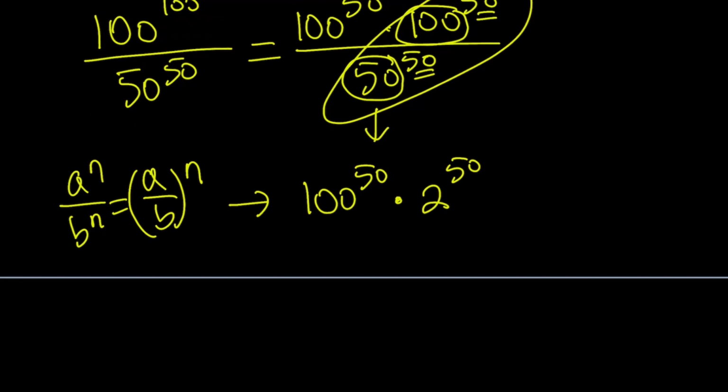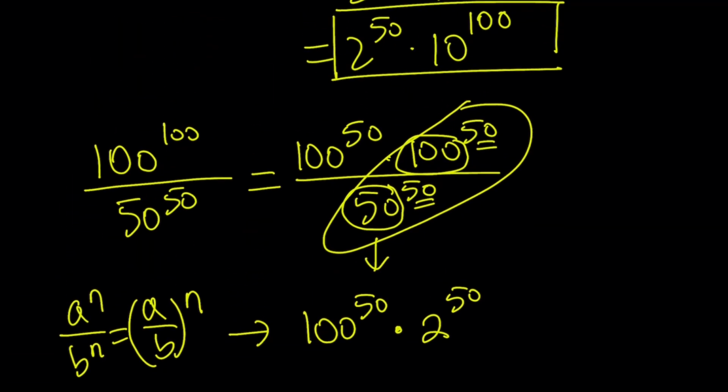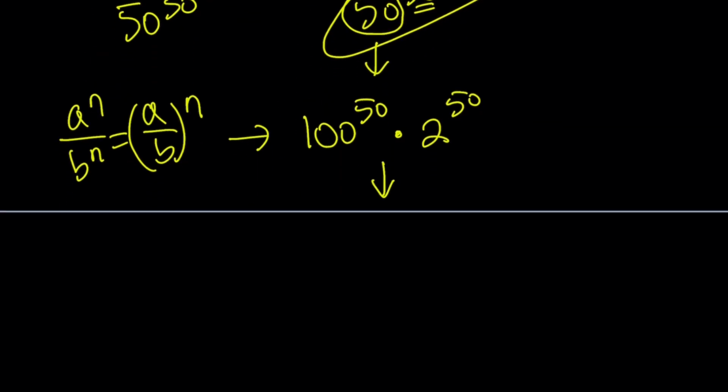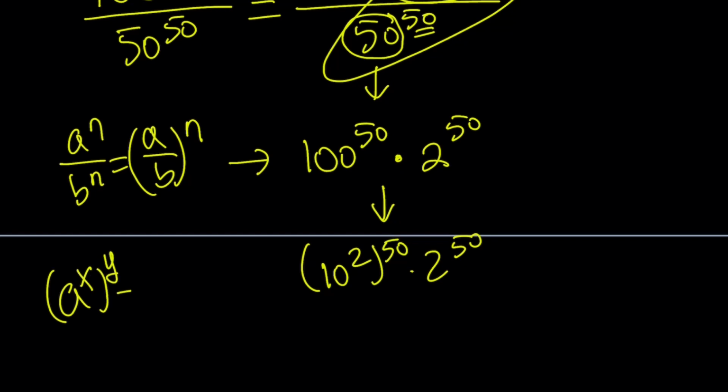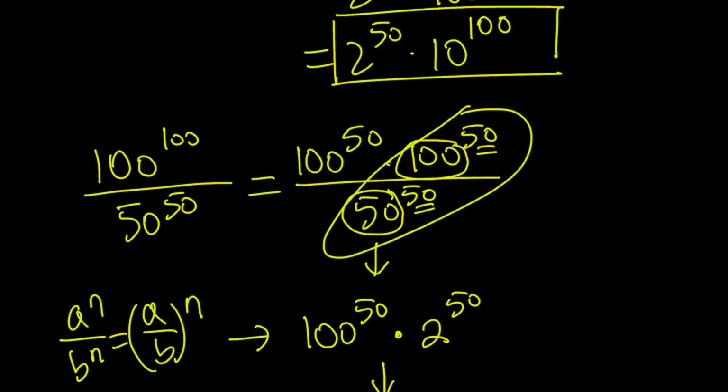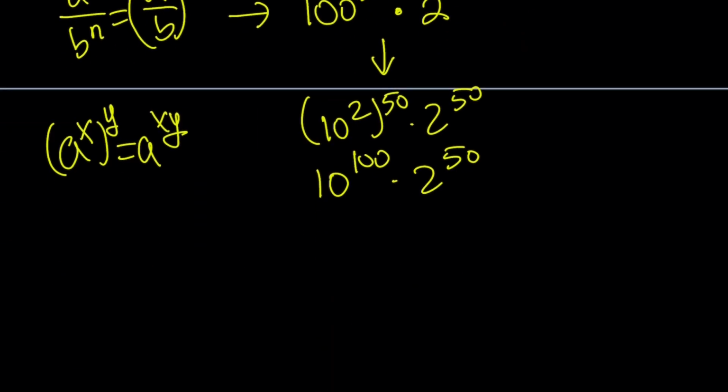Let me turn it into the first solution first, and then we'll do the other one. I can write this 100 as 10 squared to the power 50, and then I can multiply the exponents because the rule says a to the power x to the power y can be written as a to the power xy. Again, another important property of exponents. Then we get 10 to the power 100 times 2 to the power 50, just like before. Same thing, right?